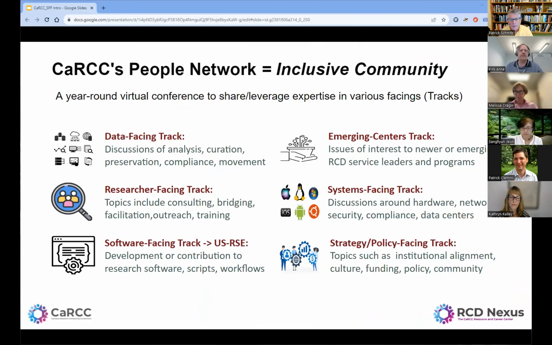The core of CARC in many ways, the heart and soul, is the People Network, which is just a year-round online conference that aims to foster, build, and grow an inclusive community for campus CI professionals. We support research computing and data resources and the researchers who use them. The network includes synchronous and asynchronous opportunities. So this is one of the synchronous ones. We also record all these things. They're organized into the tracks you see here, and it's open to everybody.